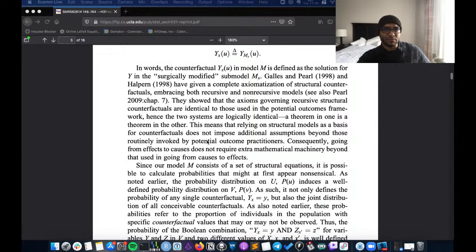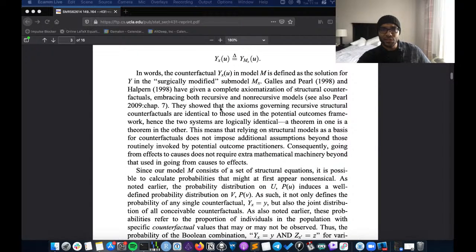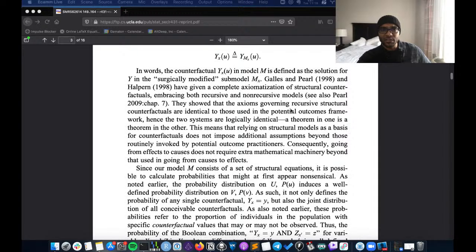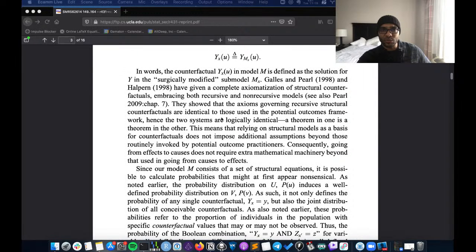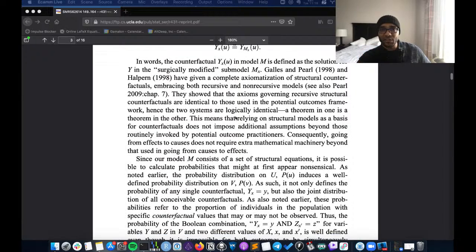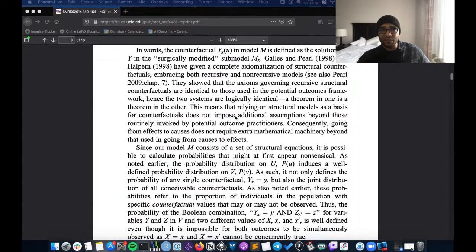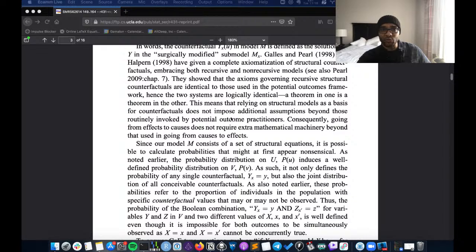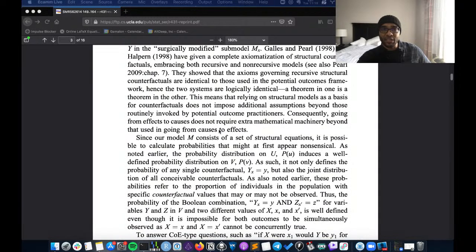That's what I think. They showed that the axioms governing recursive structural counterfactuals are identical to those used in the potential outcomes framework. Hence, the two systems are logically identical. A theorem in one is a theorem in the other. This means that relying on structural models as a basis for counterfactuals does not impose additional assumptions beyond those routinely invoked by potential outcome practitioners.